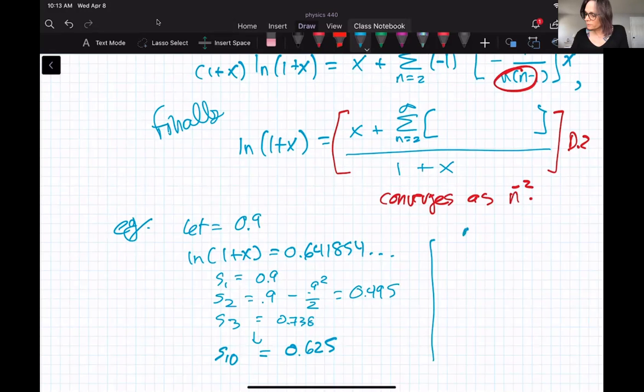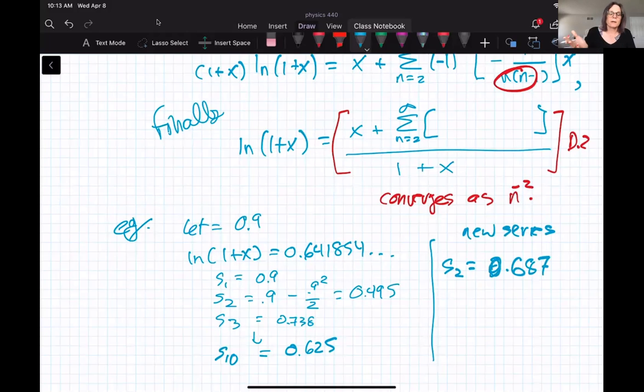With the new series, by the time you get to the partial sum S2, you get 0.687. So in other words, if you can manipulate the series with the polynomial and change the constant, you can make something converge faster. And that's important if you're trying to estimate something based on a series, which we do all the time in physics. All right.